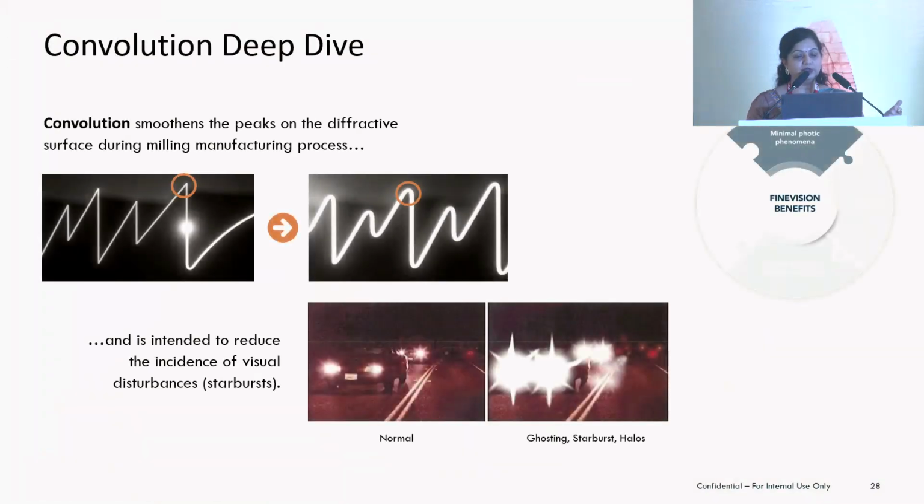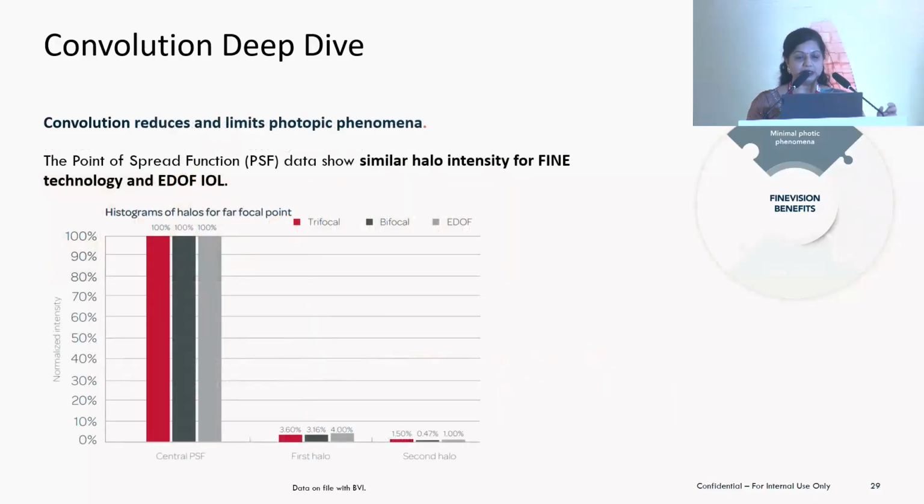So this was the convolution that we were talking about. It smoothens the peaks and that helps to reduce the visual disturbances or starbursts at night. If you look at the point spread function data, it's almost similar to that of an EDOF IOL.